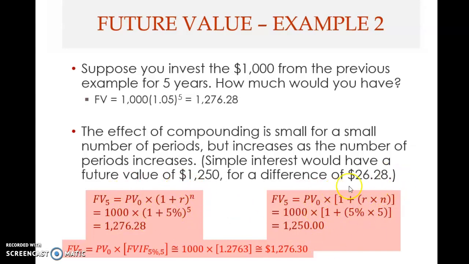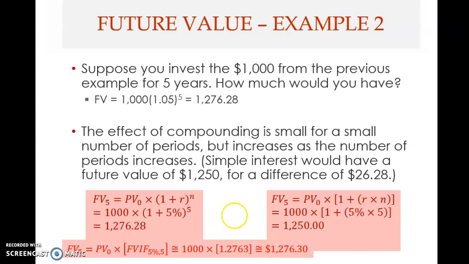Future value at end of year 5 is equal to present value, this is without compound interest, this is with simple interest, multiplied by 1 plus r multiplied by n, 5% multiplied by 5 years. Therefore, in total, 25% as interest over 5 years. So you add 1, so it is 1.25 multiplied by 1,000, you get 1,250. So the difference between the two is $26.28, and this comes from the compound interest element in this example.